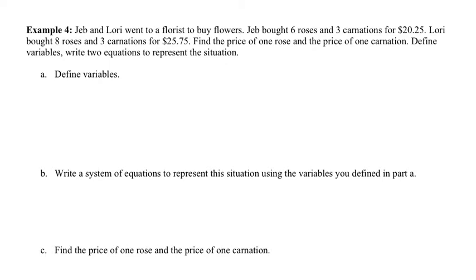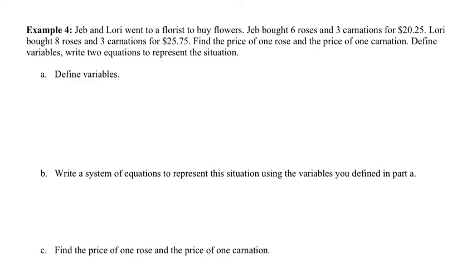All right, so let's talk about Jeb and Lori. Jeb and Lori went to a florist to buy flowers. Jeb bought 6 roses and 3 carnations for $20.25. Lori bought 8 roses and 3 carnations for $25.75. Find the price of one rose and the price of one carnation. Define variables, write 2 equations to represent the situation.